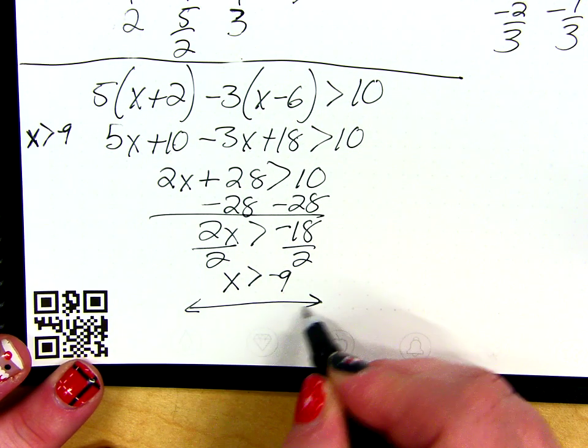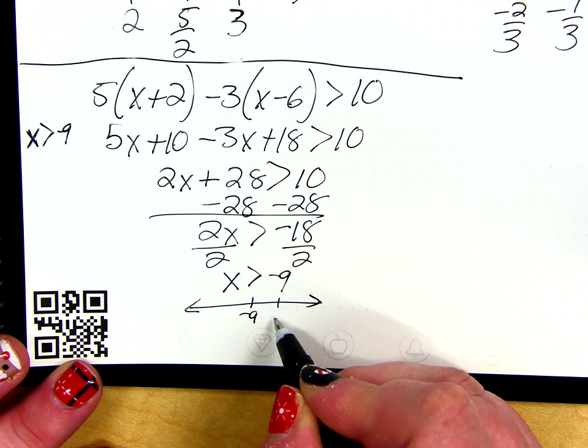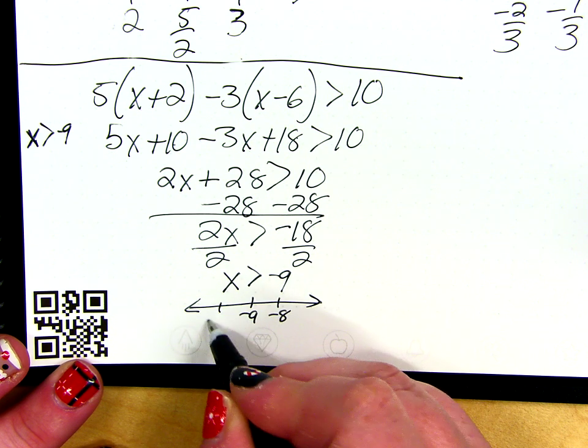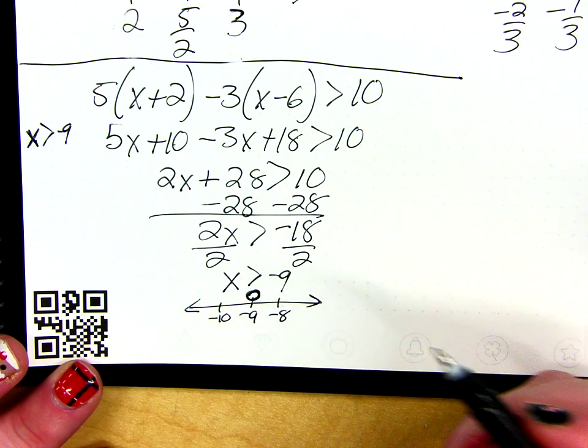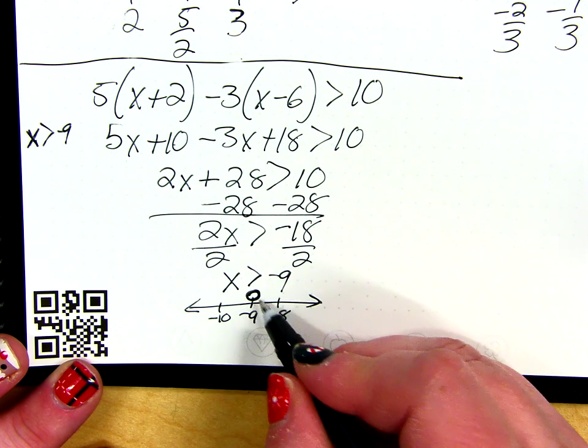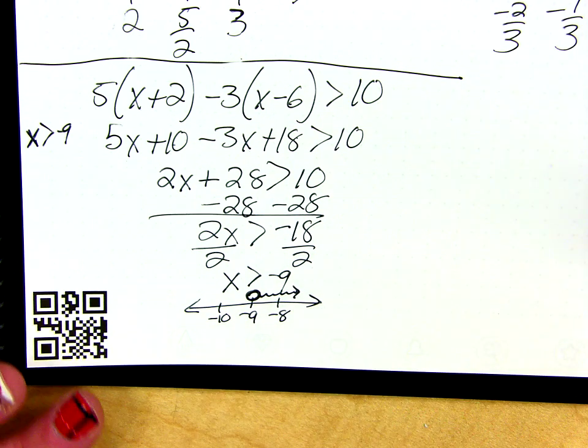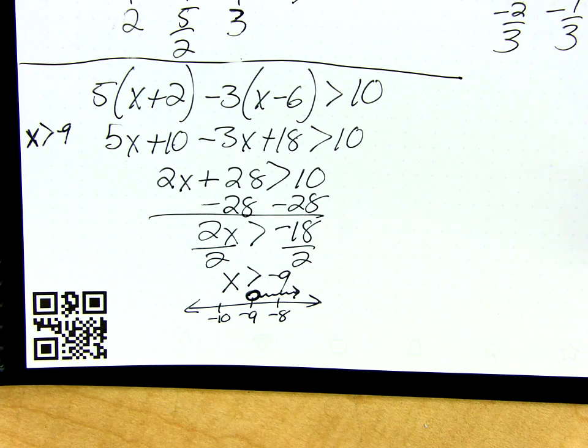And if you were going to graph this, give me a -9, give me a -8, and give me a -10. Open dot on -9, and you'd shade to the right. Is this okay? Yeah. All right.